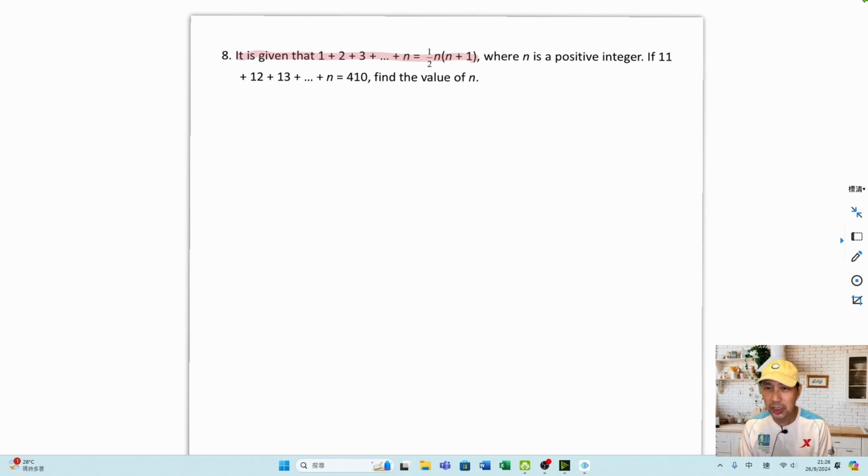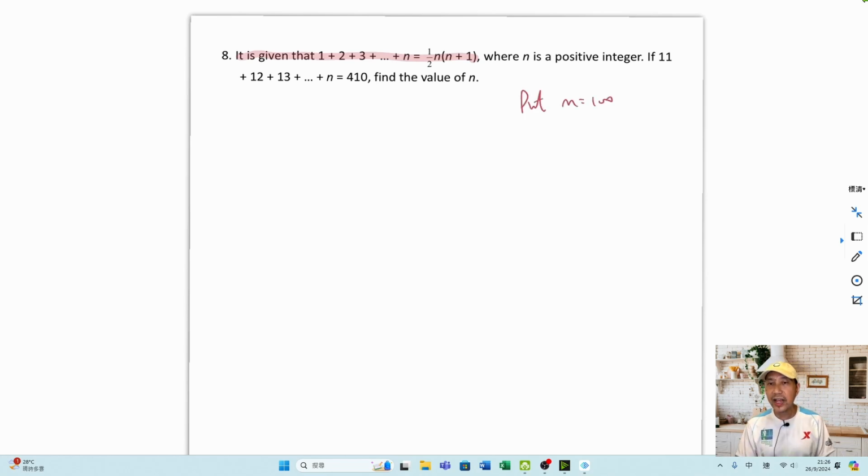The last question: it is given a formula, 1 plus 2 plus 3 up to plus n is equal to 1 over 2 times n times n plus 1. Okay, the most important part of this question lies in understanding this formula. Actually, this formula is a very famous one. It helps us find the sum of the first n numbers. To make it easier to understand, perhaps we put in a value. For example, we let n be 100.